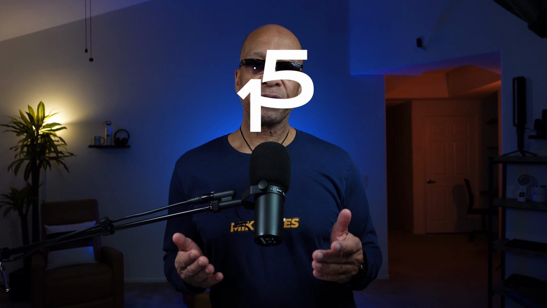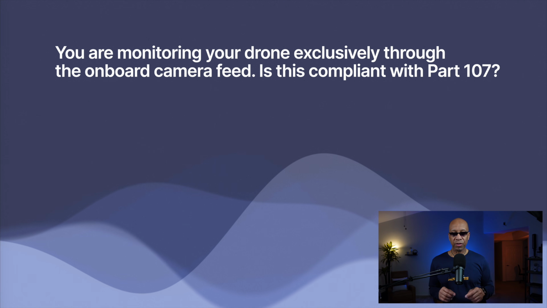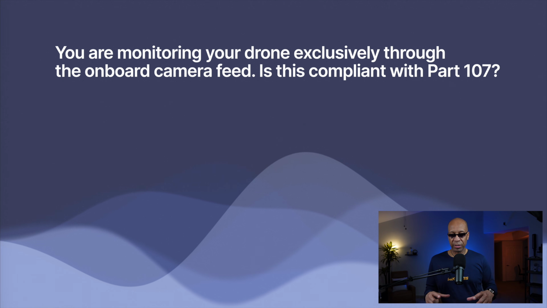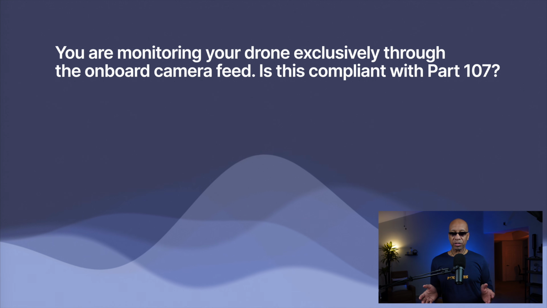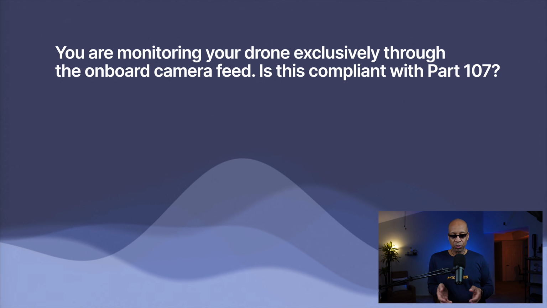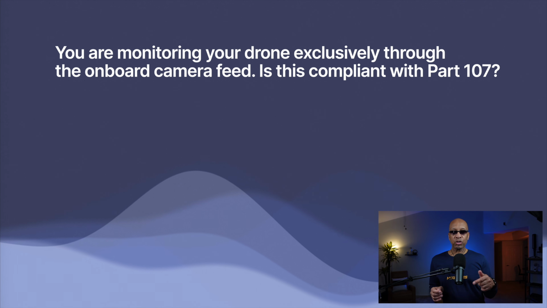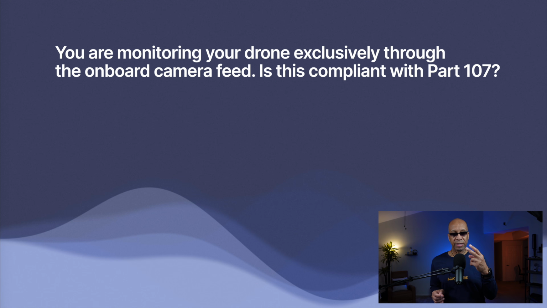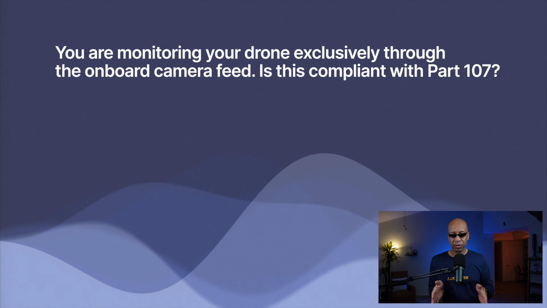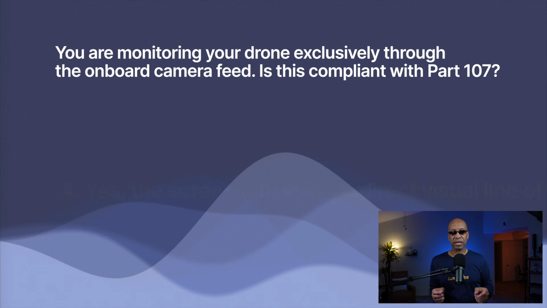Moving to question number 15, which is a tricky FAA question in regard to visual line of sight. Here's the question. You are monitoring your drone exclusively through the onboard camera feed, the display screen. Is this compliant with Part 107? Well, a lot of you might say, yeah, it's compliant because you can see where you're going through the display screen. But here's the thing. When you are flying a drone, you must always maintain visual line of sight with your own two eyes. You cannot be looking through a monitor or the screen or goggles and then thinking that that's going to replace visual line of sight. It's not going to happen.